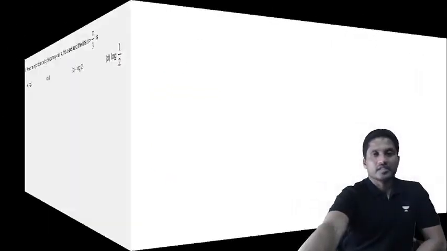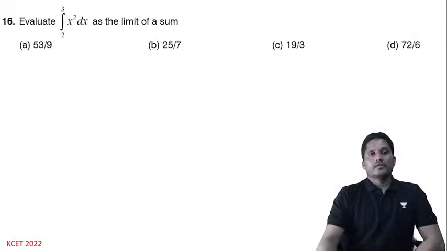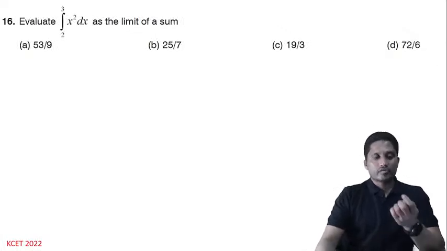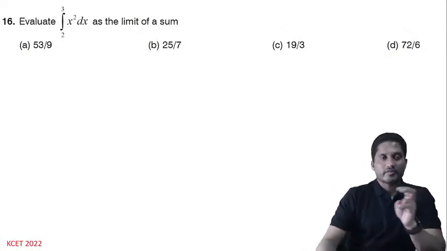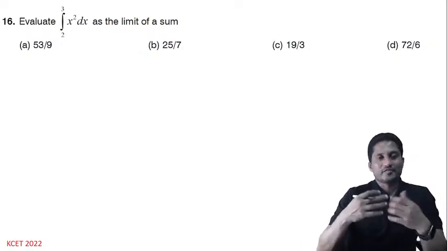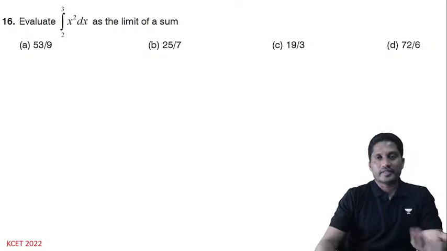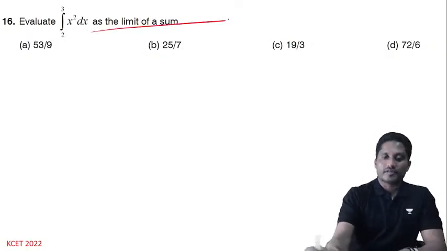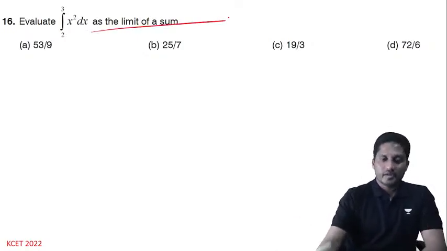Alright, question number 16. Integration from 2 to 3 of x squared dx, evaluate as a limit of a sum. See, if I want only the option, even if you do limit of a sum or the normal method, the answer will be the same. Just to confuse, they have given evaluate using limit of a sum. I can do it directly only. I'm not writing a board exam, right?